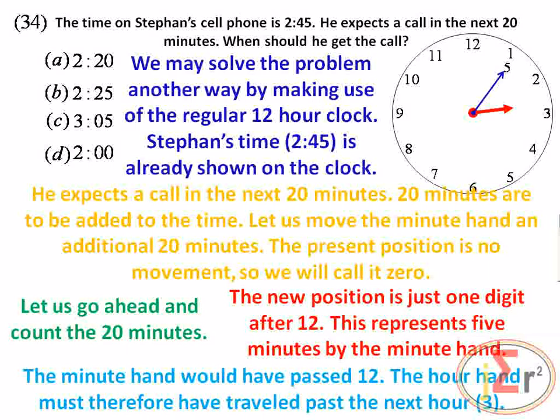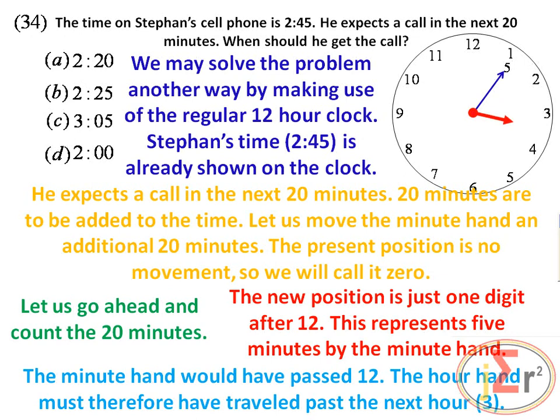The minute hand would have passed 12. If the minute hand passes 12, it means that the hour hand must go past another digit. The hour hand must therefore have traveled past the next hour. So every time the minute hand passes 12, the hour hand would have passed another hour. So the time would have passed 3.